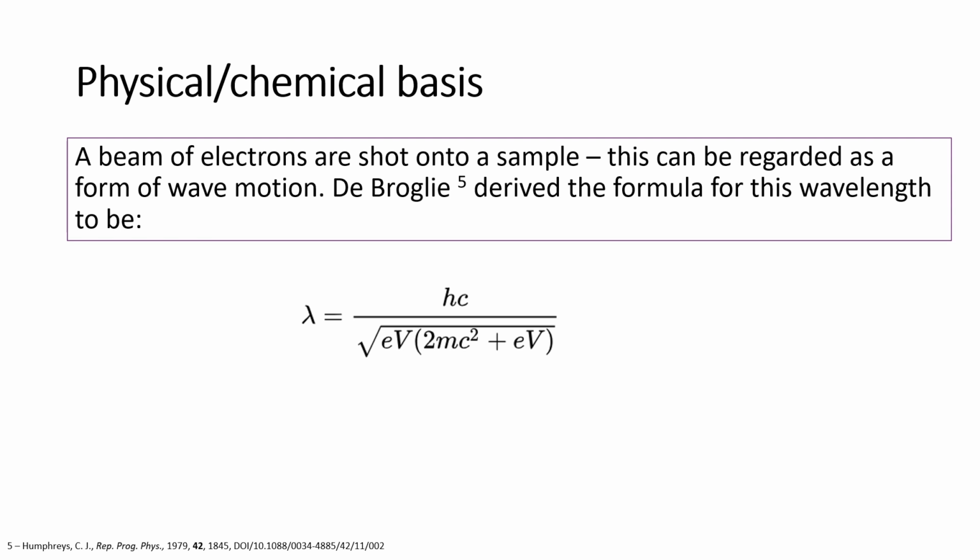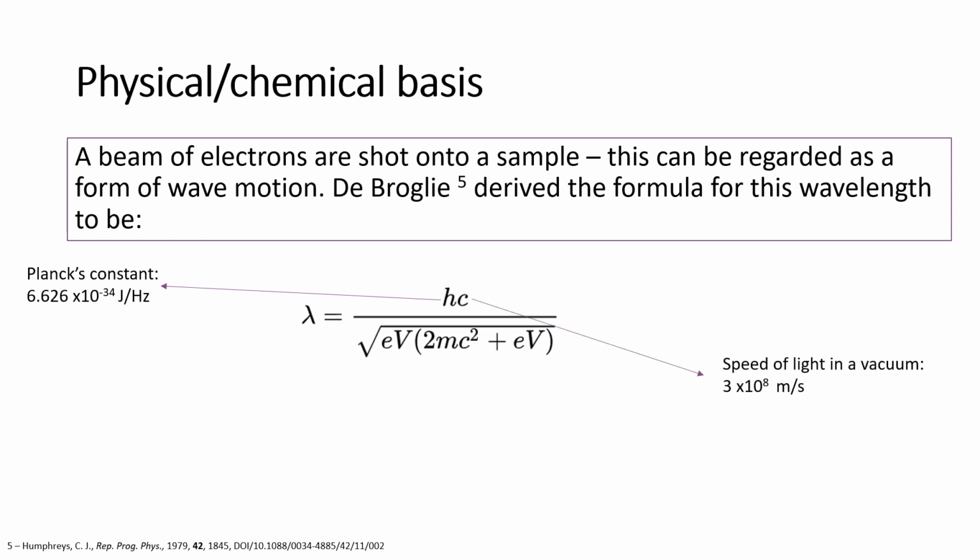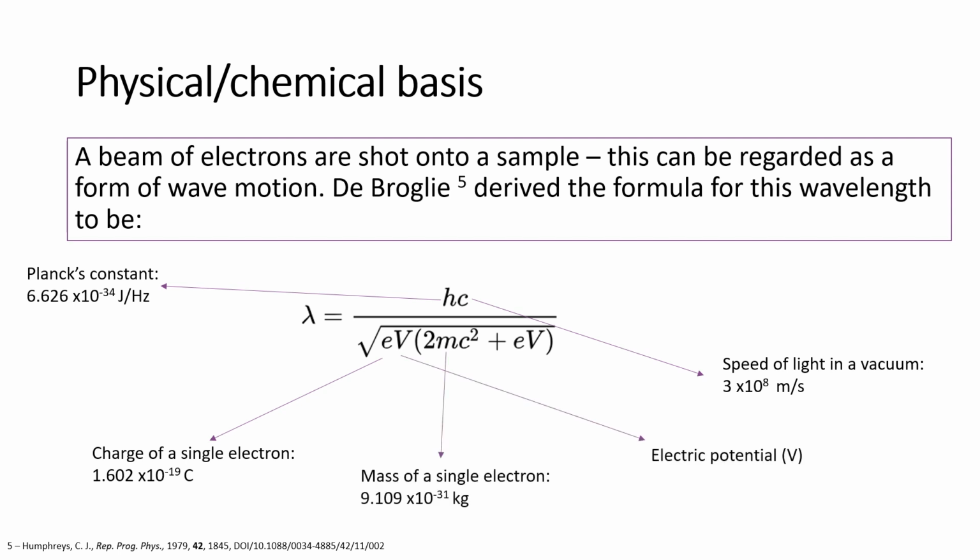This is that the wavelength of an electron is Planck's constant, multiplied by the speed of light in a vacuum, divided by the square root of the charge of a single electron, multiplied by the electric potential, which is then multiplied by 2, times the mass of a single electron, times the speed of light in a vacuum squared, plus the mass of a single electron, times the electric potential. You can see that the vast majority of these figures are physical constants, with the only variable being the electric potential. This means that the wavelength of an electron is determined by its electric potential, and a higher electric potential like that which is used in an electron microscope leads to a very small wavelength.